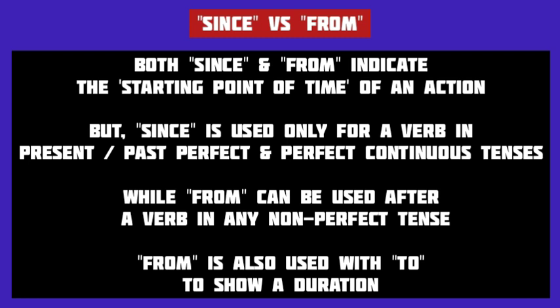Well, since is used only in four tenses: present perfect, present perfect continuous, past perfect, and past perfect continuous. So remember, except for these four tenses, the preposition since is not used in any other tense. On the other hand, the preposition from can be used in any non-perfect tense, which means from is not used in present and past perfect and perfect continuous tenses. From is also used with to show a specific duration of time.